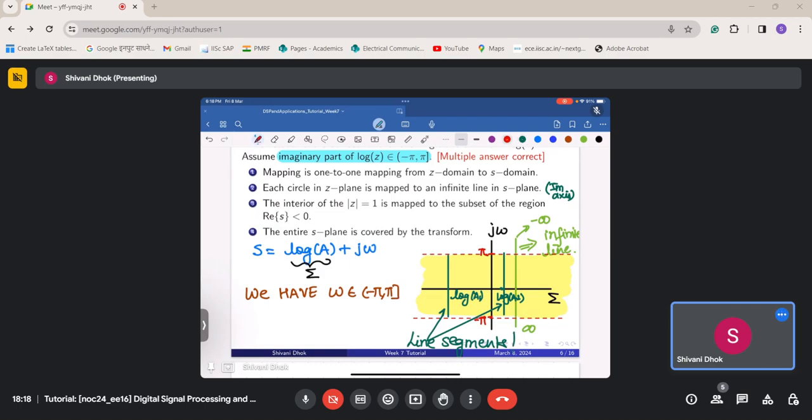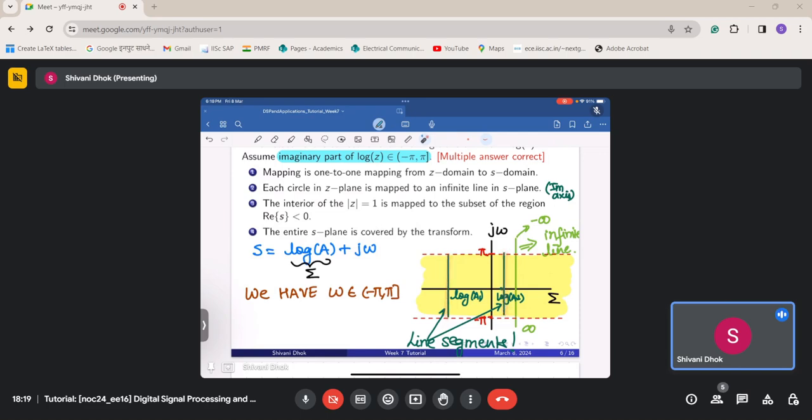Which means that each circle in the z plane, so how will I get a circle? I'll have to vary this thing. For varying the radius, I'll have to vary the value of a, and in order to rotate it, I'll have to vary my omega. So when I am varying my omega, this is just from minus pi to pi, but this a can take any value from 0 to infinity, and since this is a log function, it can take any value from minus infinity to infinity. Okay, so this region it will cover, but there won't be anything in this region. And instead of lines which are of infinite length, I'll have line segments.